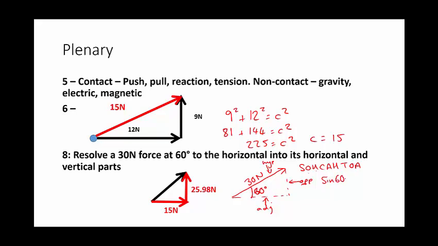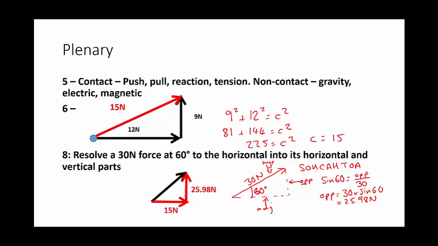Because we've got o and h, we want to use sine. So sine 60 is equal to the opposite side divided by the hypotenuse, which is 30 in this case. If we rearrange that, we get opposite equals 30 times sine 60. We put that into our calculator and get an answer of 25.98 newtons.